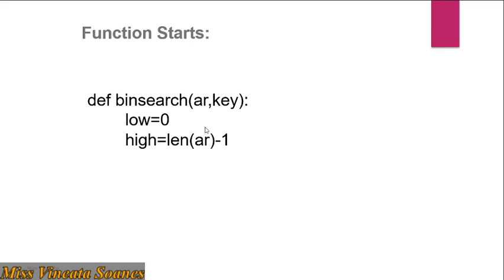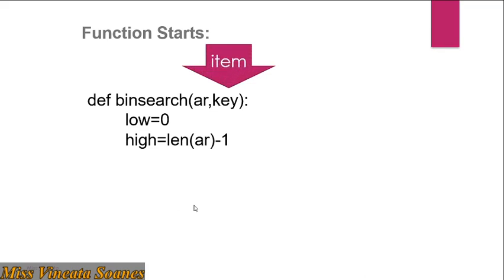So len will give you that size, and then you just minus 1 from there, meaning if the size of the list is 10, you're minusing 1, which will become 9. If it is 100, it's going to be 99, because the index always starts from 0. So it will never be 1 to 10, it will be 0 to 9, and it will never be 1 to 100, it's going to be 0 to 99.